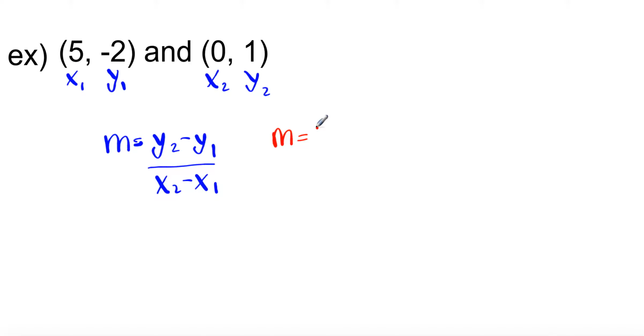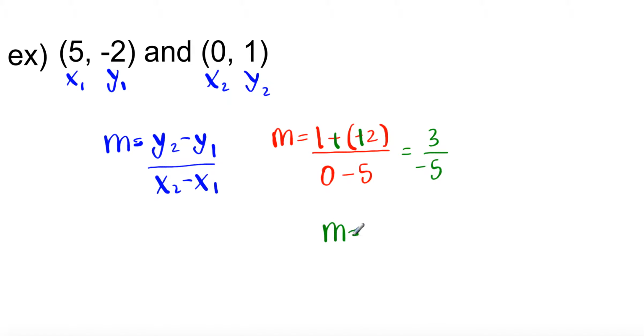So in the numerator, we've got y2 minus y1, which is 1 minus -2, divided by 0 minus 5. Well, using our integer rules, a minus and negative changes to a plus. 1 plus 2 is 3. Over 0 minus 5 gives me -5. So we say our slope is -3/5.